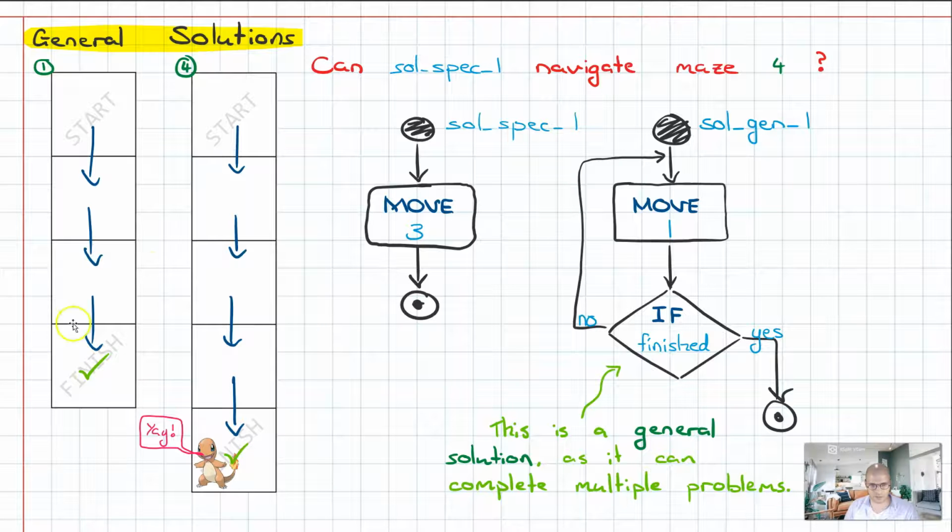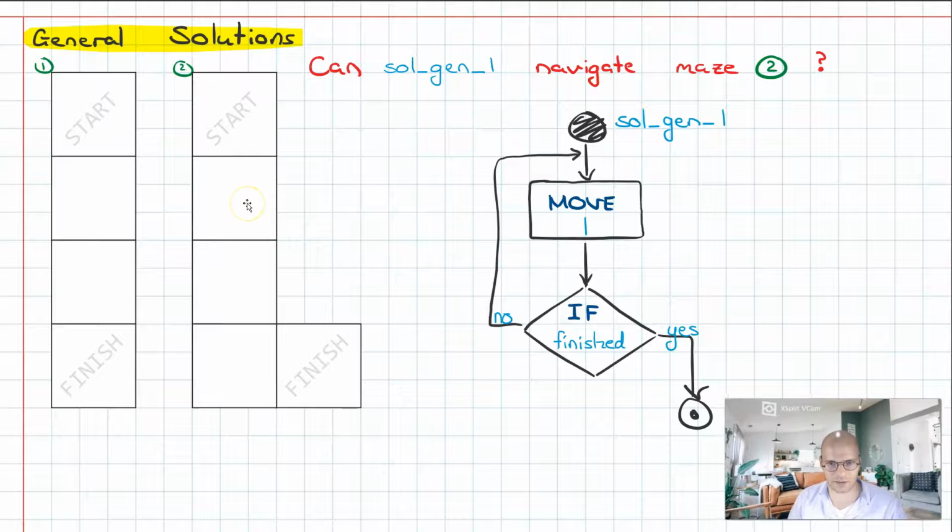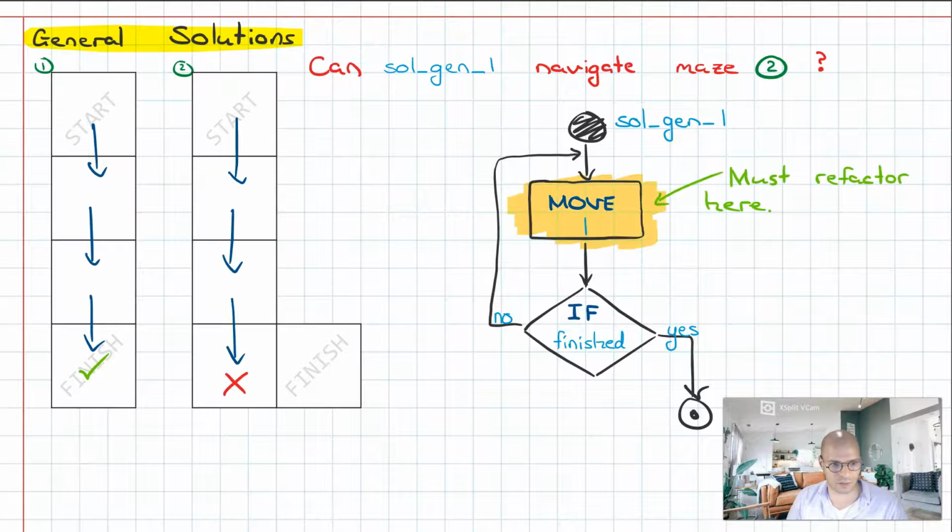Alright, if this works on these 2 mazes, then what about this maze? Well, looking at the first one, we expect the result to be true. But if we run this solution on the second maze, then what we find is that, well, it doesn't really work because we tell Charmander when he's down here, he wants to keep running into the wall because he doesn't know how to turn. So what we need to do is refactor the part of the code that doesn't really work.